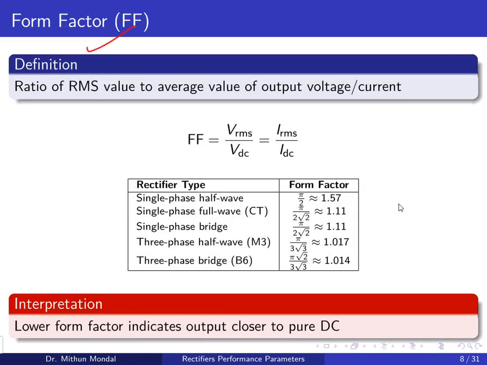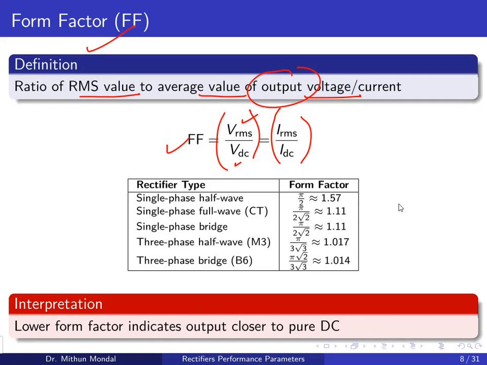Form factor is the ratio of the RMS value to the average value of the output voltage or current. So we need to determine the form factor either in the form of voltage or in the form of current, and it is the output by the input. Output is basically the RMS voltage, and the input we take as the DC. So it is the ratio of RMS by DC, and it is the rectifier.